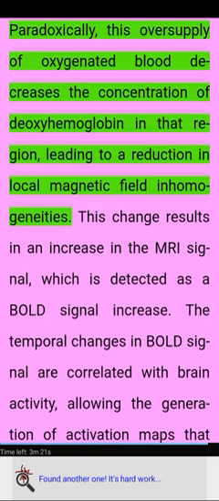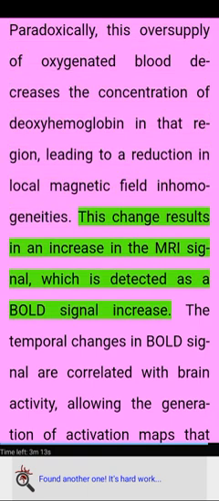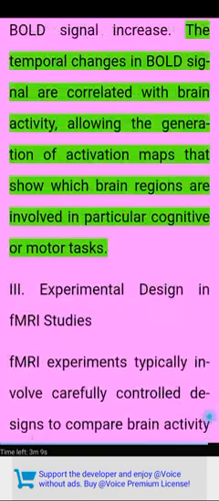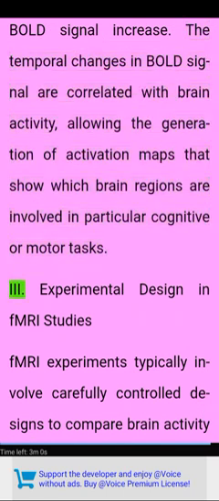Paradoxically, this oversupply of oxygenated blood decreases the concentration of deoxyhemoglobin in that region, leading to a reduction in local magnetic field inhomogeneities. This change results in an increase in the MRI signal, which is detected as a BOLD signal increase. The temporal changes in BOLD signal are correlated with brain activity, allowing the generation of activation maps that show which brain regions are involved in particular cognitive or motor tasks.